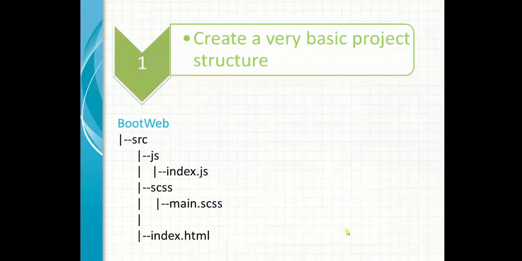Step 1, create a very basic project structure. My root directory is bootweb. You can name it anything you like. Within this bootweb directory, I have a folder called source, SRC source. Within source, there is a folder JS, a folder SCSS, and a file index.html. Within JS folder, there is a file index.js. Within SCSS, there is a file main.scss.